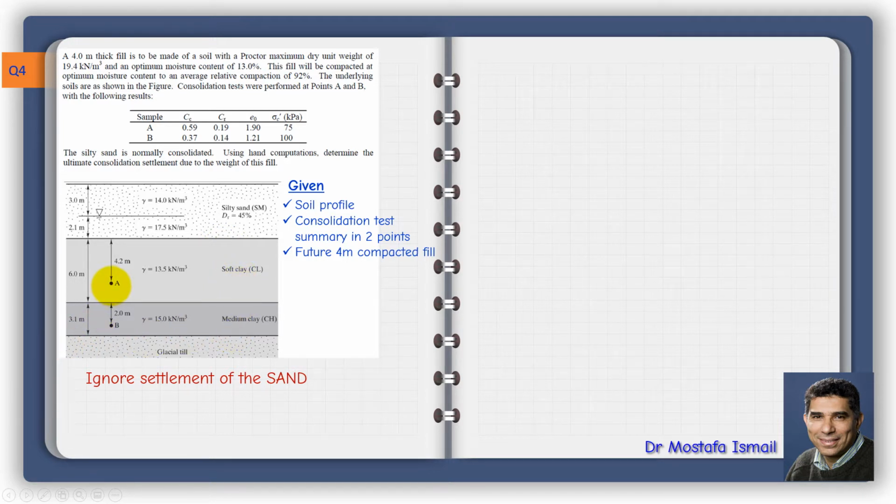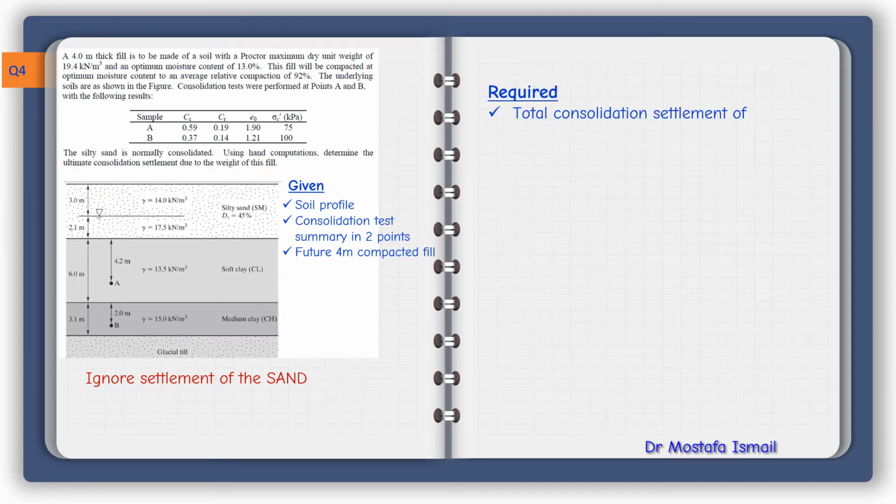Extracted at point A and point B were two samples, and they underwent some sort of consolidation testing, and these are the results of the consolidation test. We are advised here that there will be a future 4-meter thick compacted fill placed on top of the ground surface here. Required is to determine the total consolidation settlement of the two clays, clay top and clay bottom.